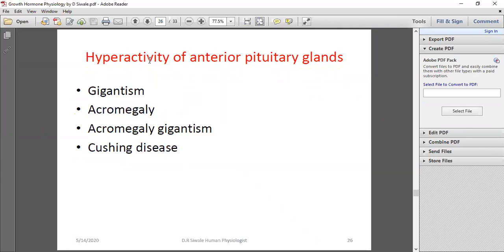So as you are doing your pathology, remember that there are these conditions associated with excessive secretion of pituitary hormone, in this case, growth hormone.